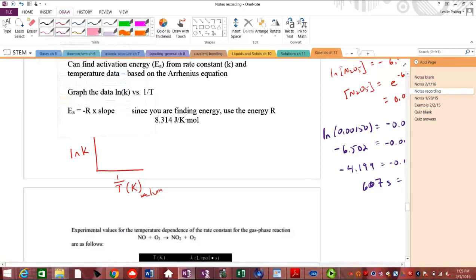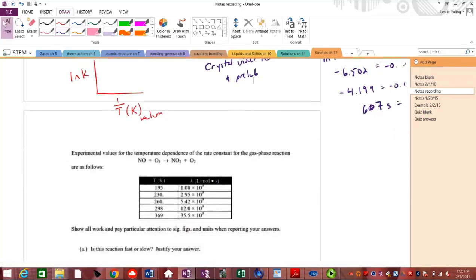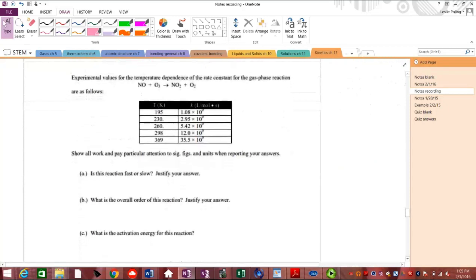This is what we're going to do in the crystal violet lab and the crystal violet pre-lab. So let's look at this example. Okay, we're not going to do all of these problems. We're just going to answer this one. What is the activation energy? So we have our temperature data and our rate constant.